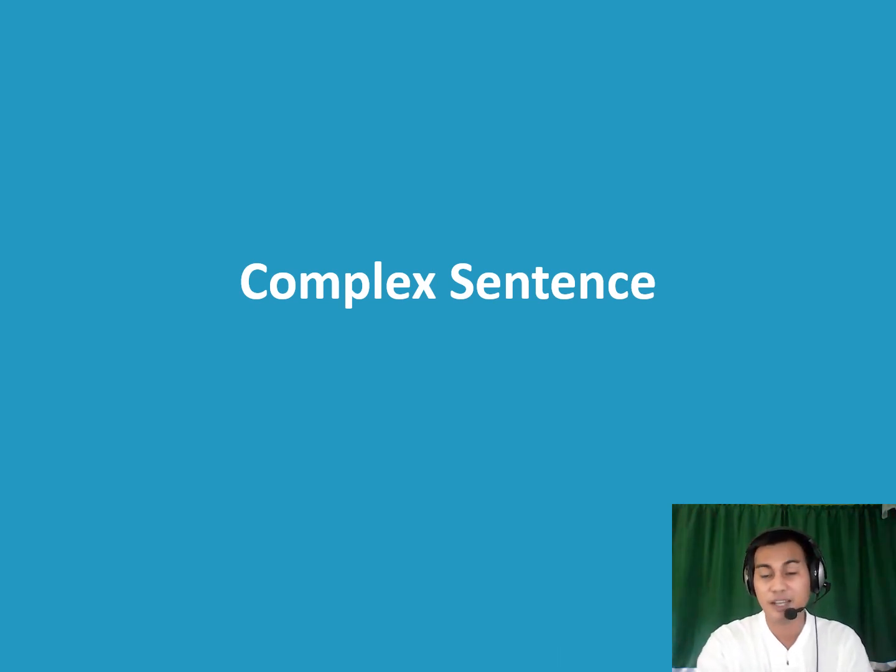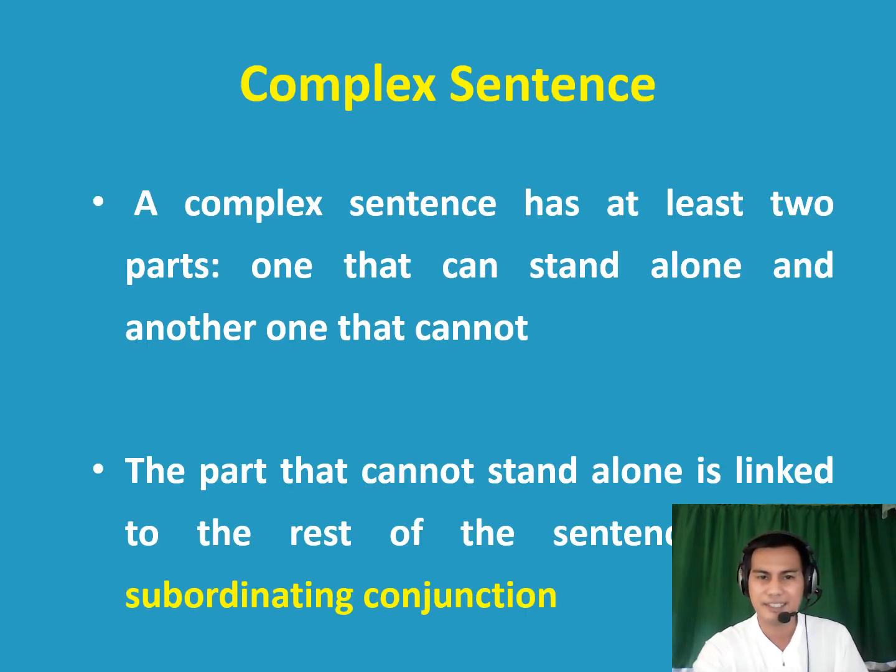Now let's move on to the complex sentence. Now we're getting harder and more difficult, but it's still a sentence. It's a little longer now. It doesn't matter how long, as long as we are focusing on the structure. A complex sentence has at least two parts: one that can stand alone, which we call the independent clause, and another one that cannot, which we call the dependent clause.